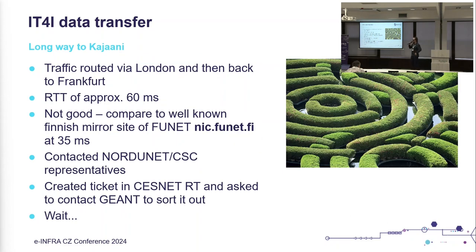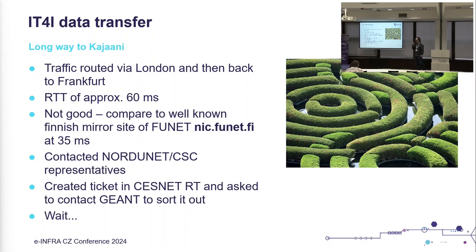There is a thing that is called round trip time. Basically, what it means is, if I send something, the time until I get the response is counted. As this time is larger, there is a problem for TCP to keep good throughput. We just did a quick comparison with the famous Funet site for serving Linux distributions, and we came up with just 35 milliseconds. We need to do something.